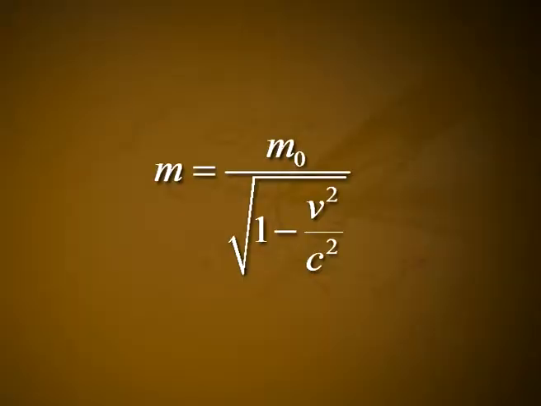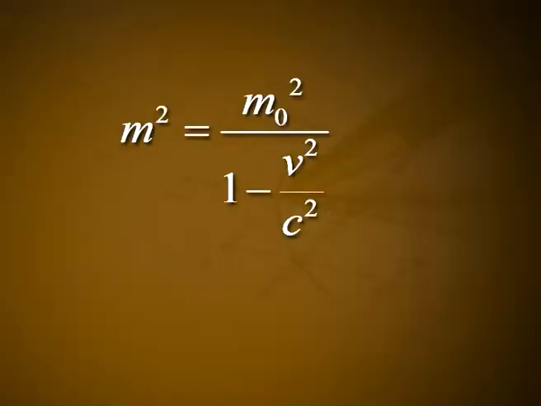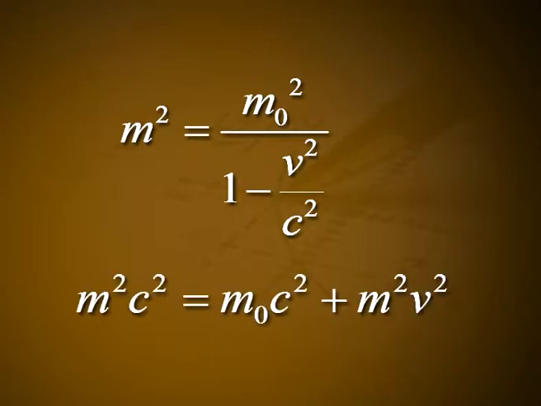The relativistic mass of a body at rest mass m naught moving with a velocity v is m, where m is equal to m naught divided by square root of 1 minus v square by c square. Squaring both sides, m square is equal to m naught square divided by 1 minus v square by c square. M square c square is equal to m naught square c square plus m square v square. Differentiating, we get c square into 2m dm is equal to m square into 2v dv plus v square into 2m dm, that is c square dm is equal to mv dv plus v square dm. Let it be equation number 3.